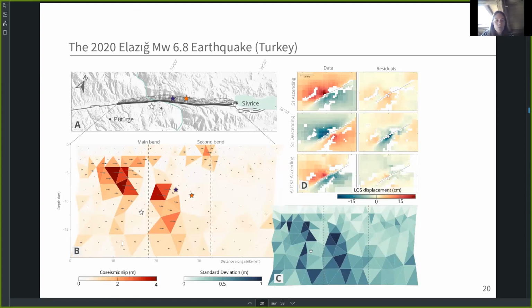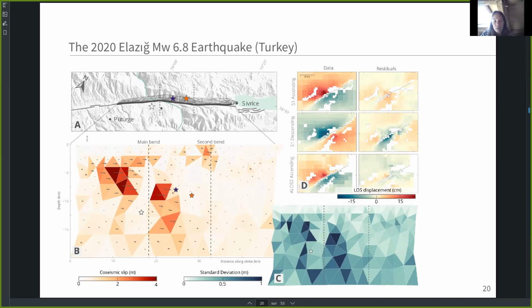I will not dwell too much on the description of this slip model, but what is very important to notice is that the slip actually correlates well with the geometry we have chosen. And in particular, what's very interesting is that there is absolutely no slip imaged around the main bend of the fault. And this is actually very well constrained. That's what you can see here. So I think that's very interesting.